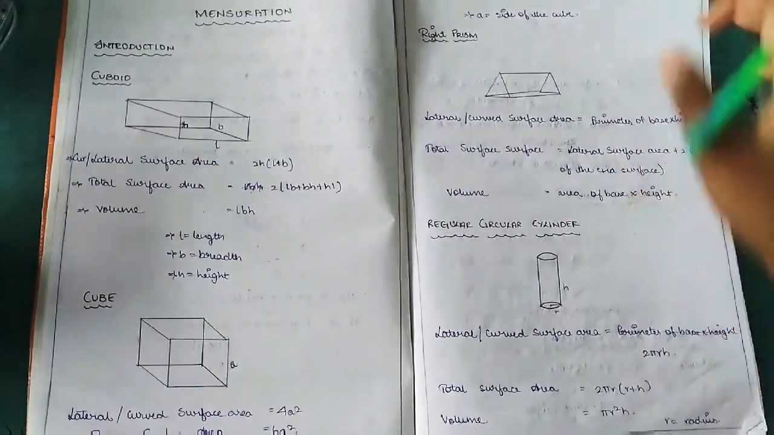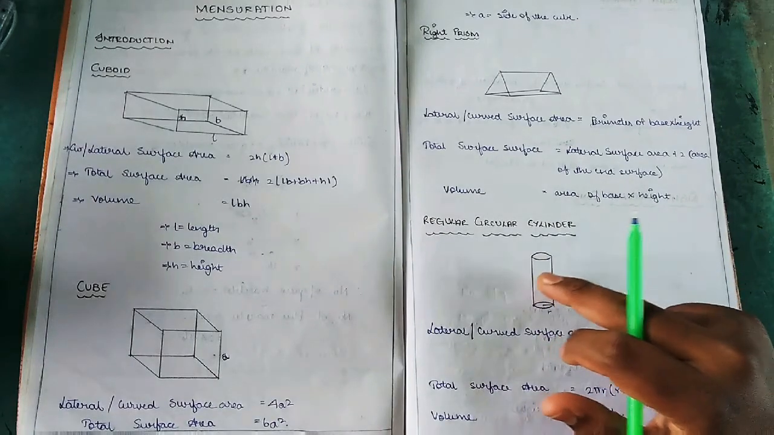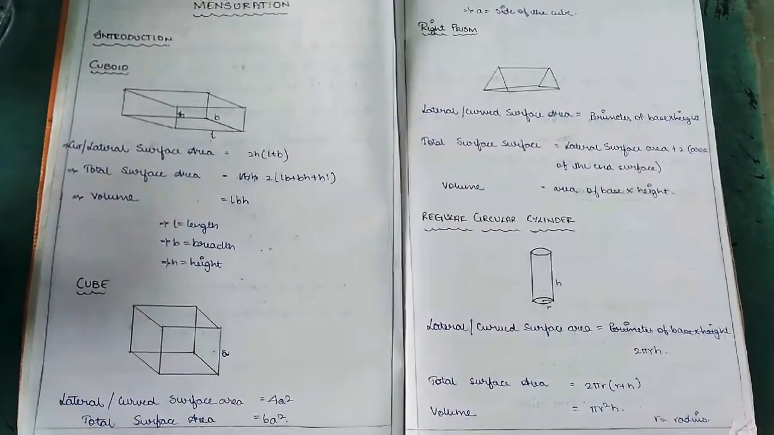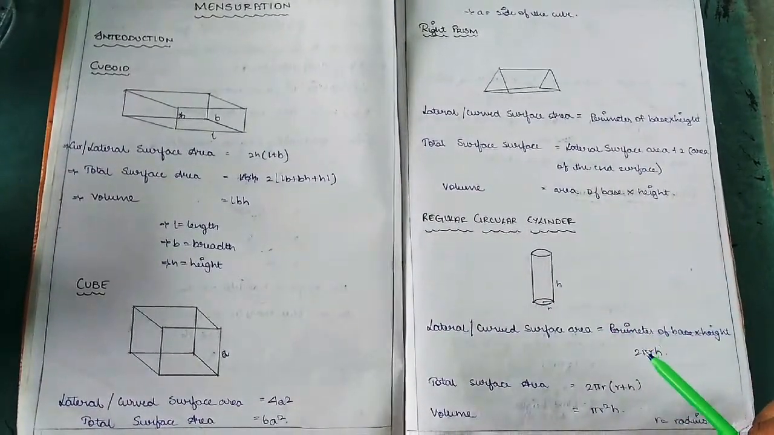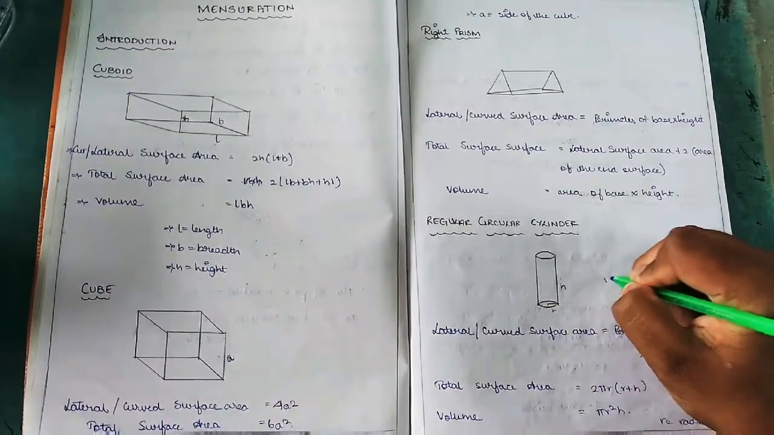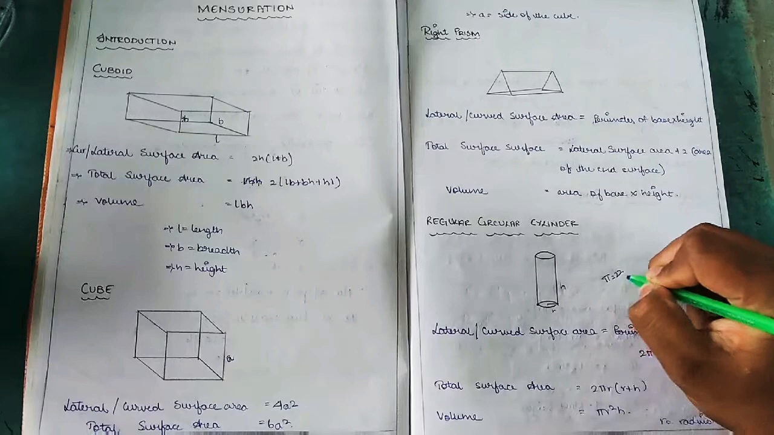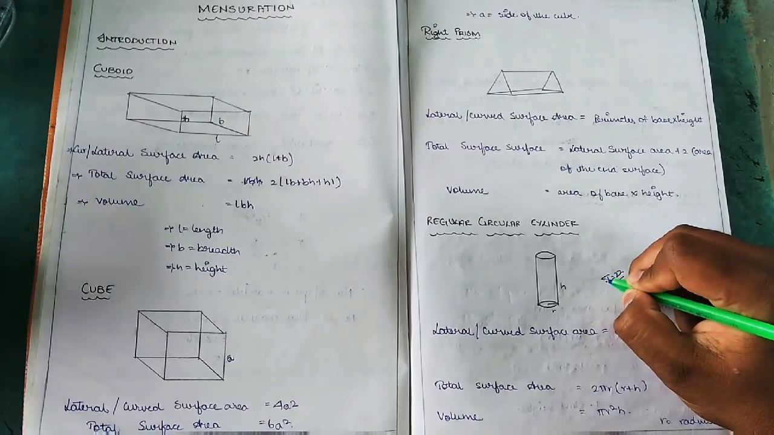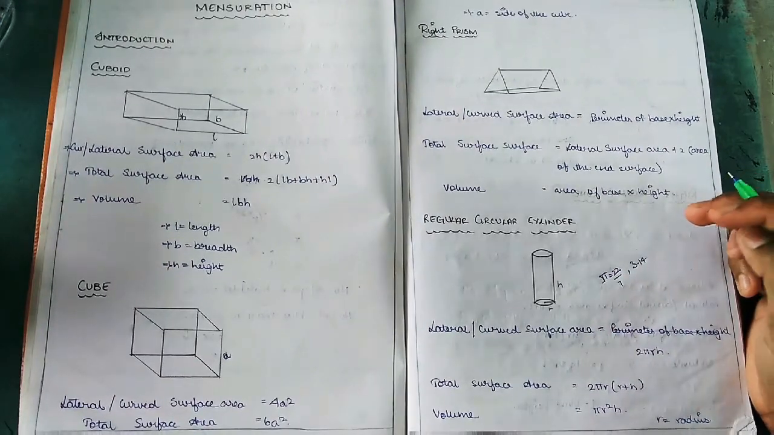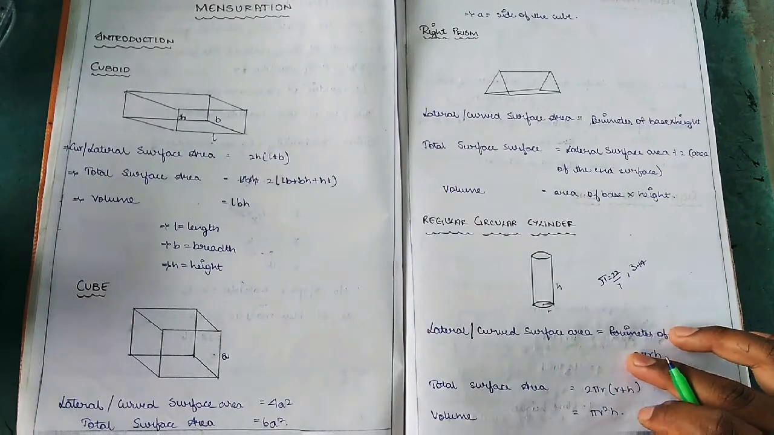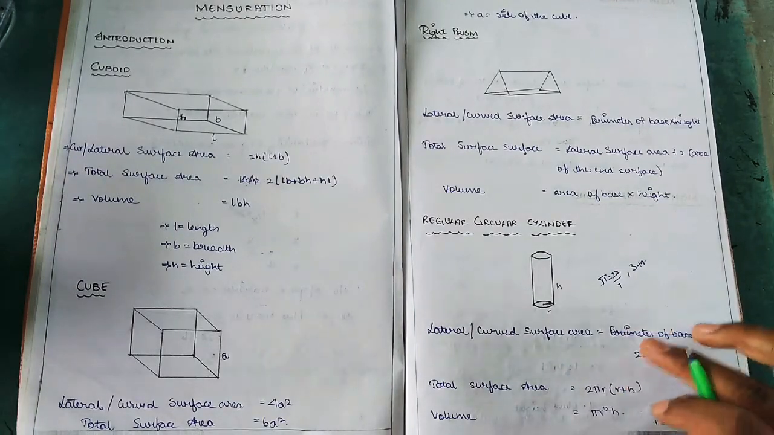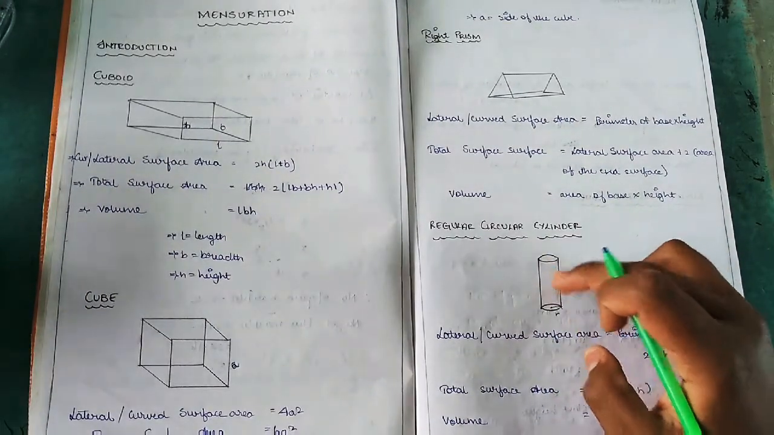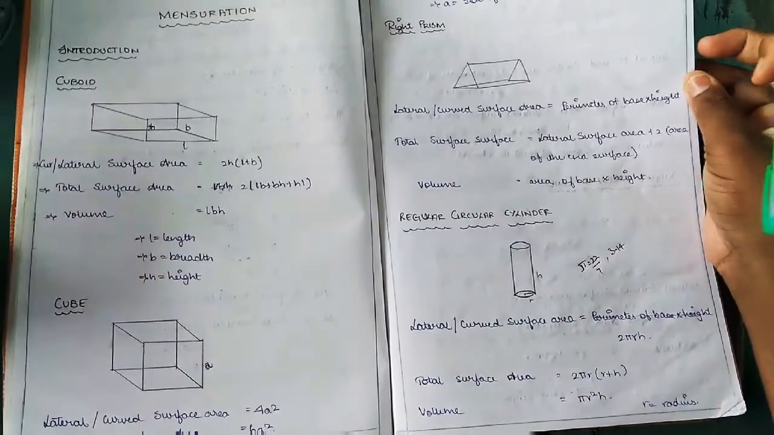Coming to the regular circular cylinder, this is the diagram of a regular circular cylinder. The lateral surface area is equal to 2 pi r h. We know the value of pi is 22 by 7 or 3.14. This lateral or curved surface area is 2 into pi into r, where r is the radius of the base, and h is the height of the cylinder. So lateral or curved surface area is equal to 2 pi r h.